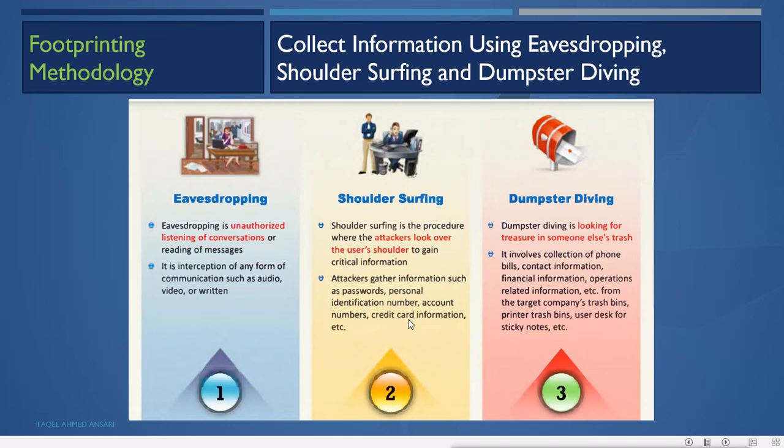And they can also use dumpster diving. They can dive into the dump looking for treasure in someone else's trash. It involves collecting phone bills, contact information, financial information, operations-related information from the target company's trash bins, printer trash bins, and user desks for sticky notes. These are very important things for hackers, and users carelessly throw this important information in the dump. If the attacker gains this information, they can use it for further social engineering attacks.